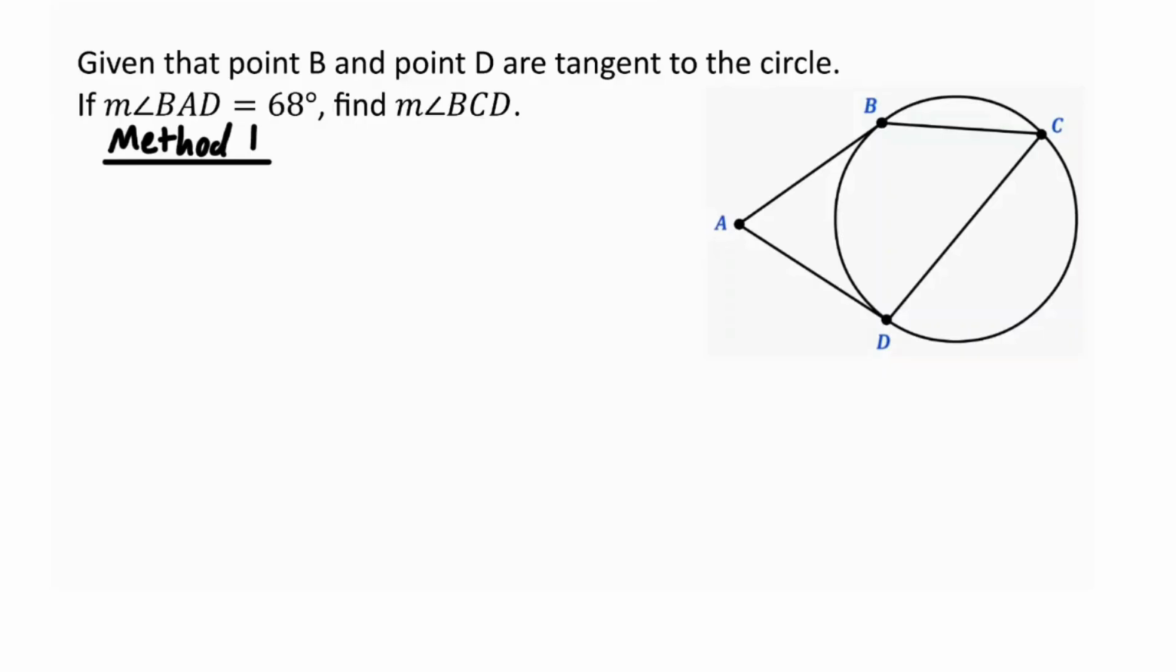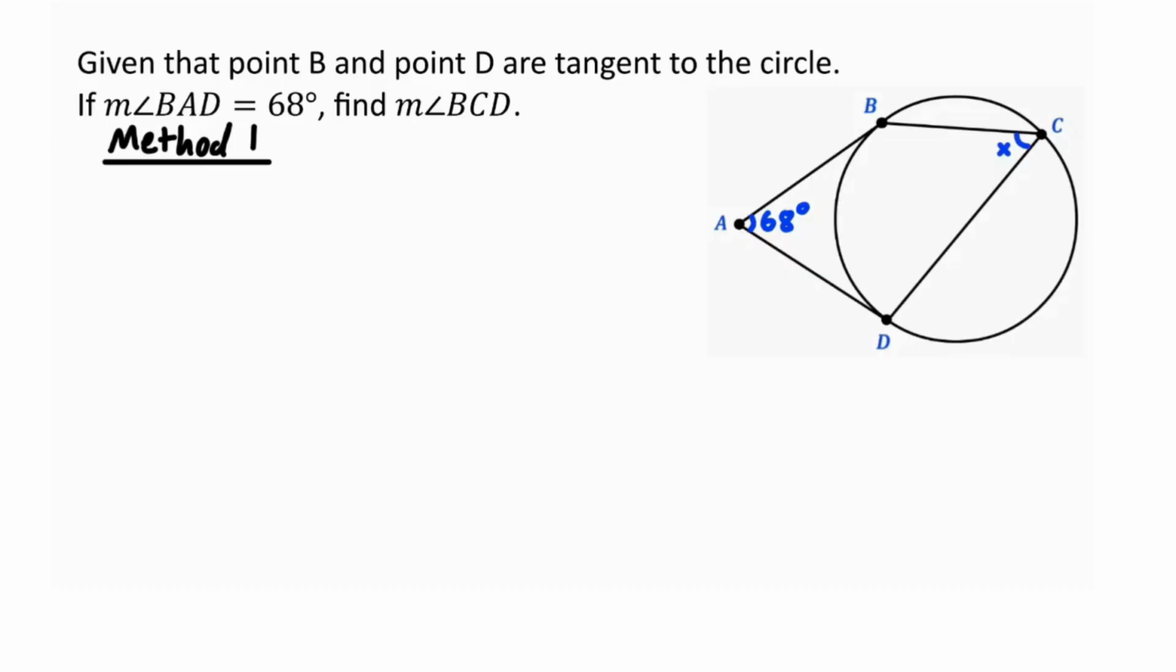Today's video: given that point B and point D are points of tangency to the circle, if the measure of angle BAD is 68 degrees, find the measure of angle BCD, which we'll put X right here. We'll solve this in two different methods.